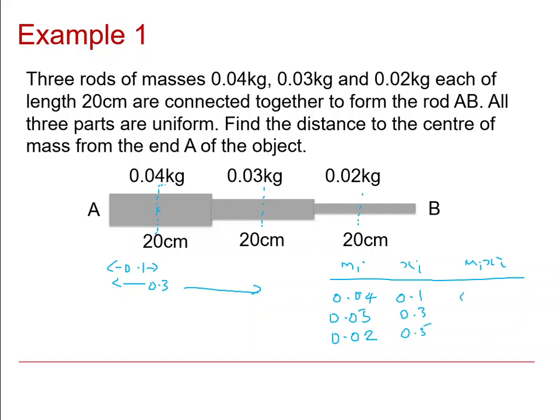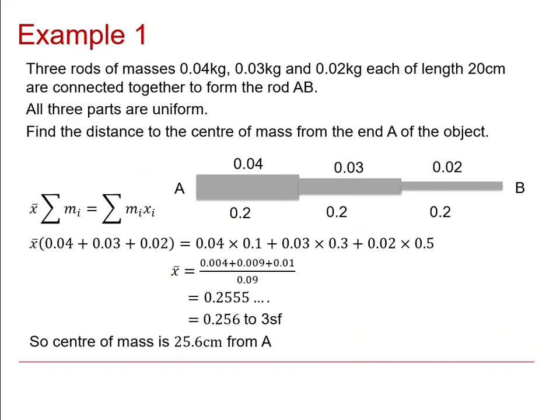So if we work those products out, we get 0.004, 0.009 and 0.010. The idea is that we add up the mx products, so we get 0.023, and we add up the masses, so we get 0.09. And so our x bar will be 0.023 divided by 0.09. So there we are, written out. Notice the first thing, that this slavishly applies the definition.